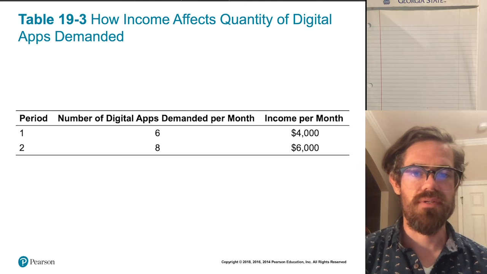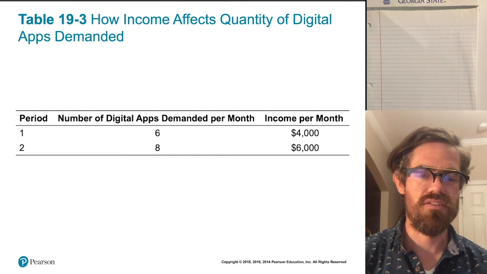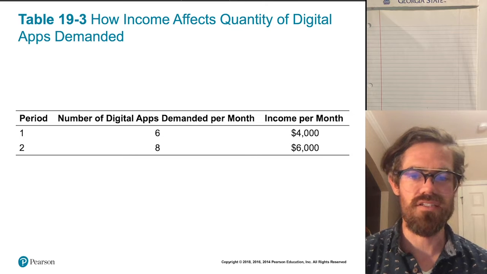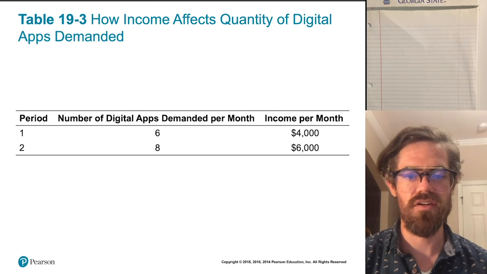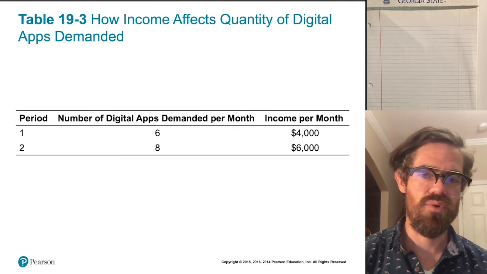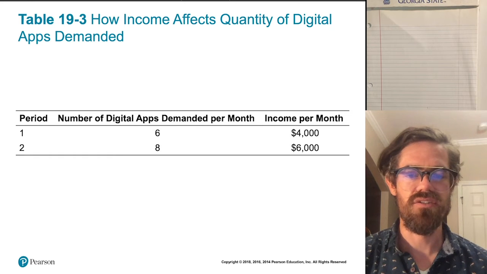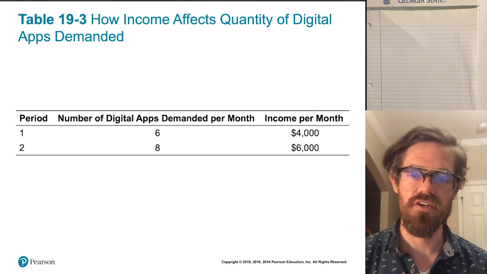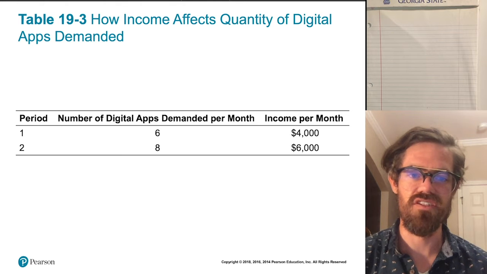Okay, so here's a numerical example. We've got two different time periods, time period 1 and time period 2, and then basically two different quantities demanded at different incomes. So when this person's income is $4,000 per month in period 1, they demand 6 digital apps per month. And when their income goes up to $6,000 per month, their quantity demanded increases. Okay, so take a minute, pause the video, and calculate the income elasticity of demand here for these digital apps.